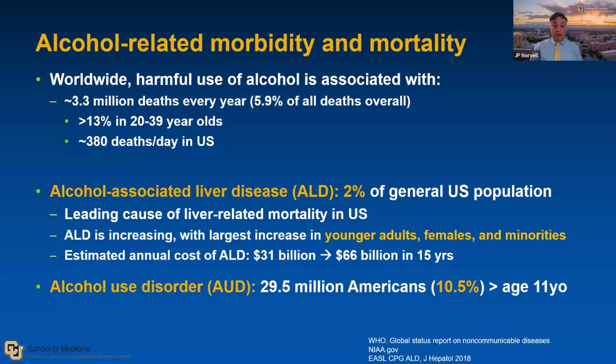At the same time, about 2% of the general population in this country have alcohol-associated liver disease. Now, it's a very broad definition, even including just mere hepatic steatosis and going all the way to decompensated cirrhosis and alcoholic hepatitis. But not surprisingly, alcohol is the leading cause of liver-related mortality in the United States. And despite being over half of all the patients that we see with liver disease, it gets only about 5% of the research dollars of all research funding for liver disease. And as you all see on the front lines every day, the rate of ALD is increasing, with the largest increase in younger adults, females, and minorities.